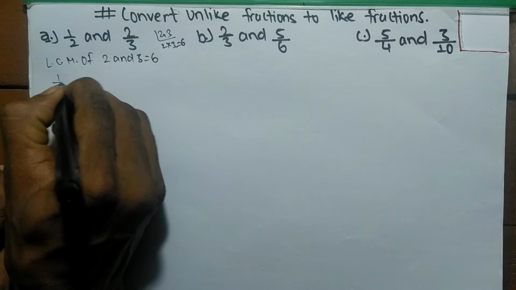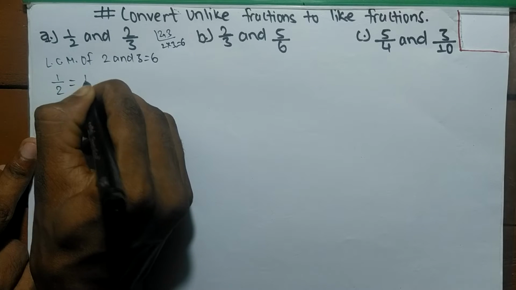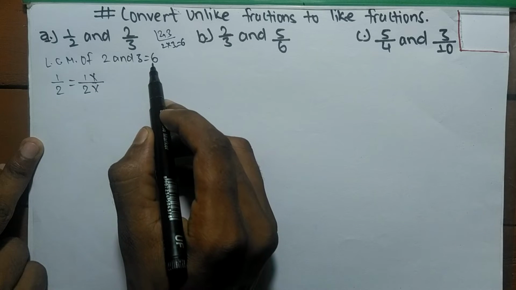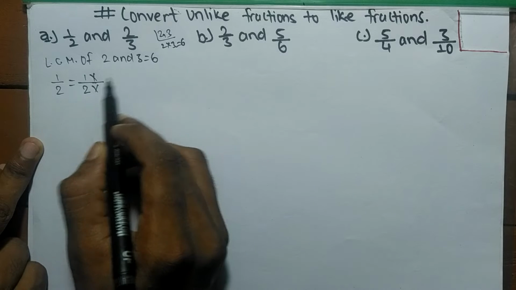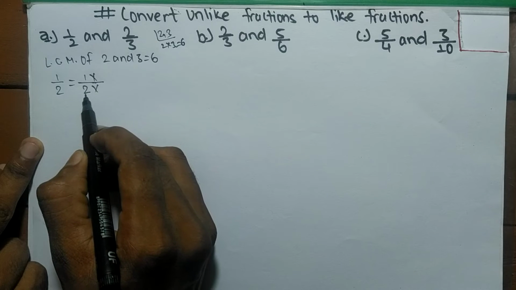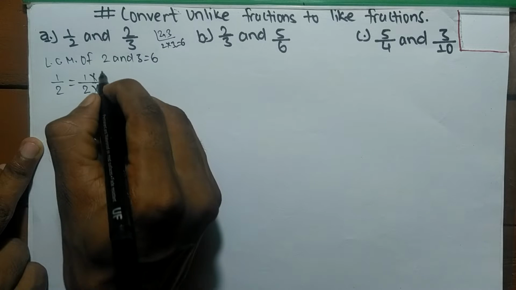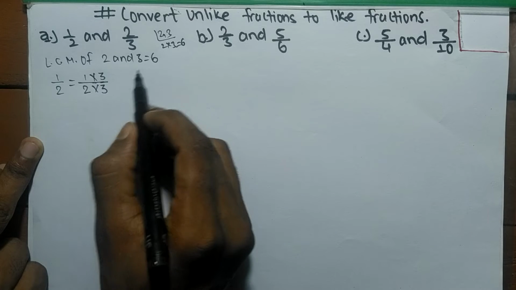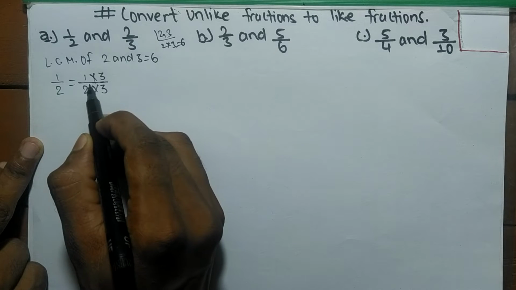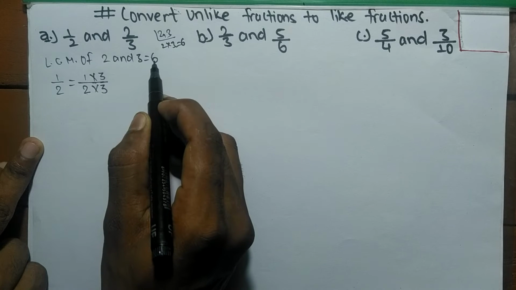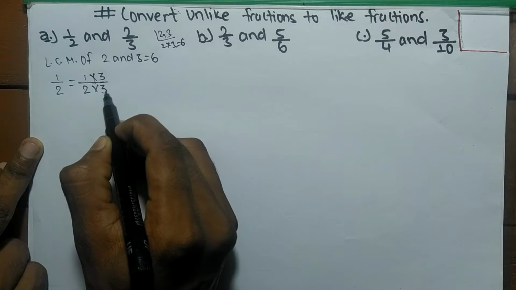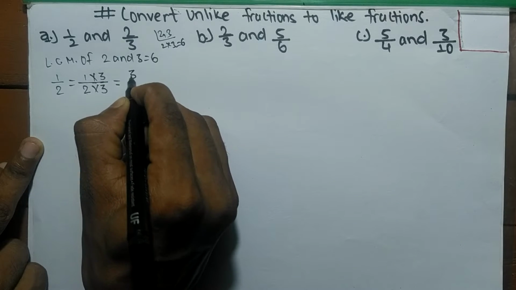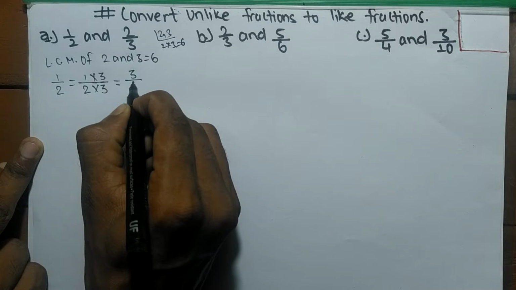So we can write 1 by 2 is equal to 1 by 2 into. The LCM here is 6, so we have to divide this LCM by the denominator 2. So 2 times 3 means 6. So we have to multiply numerator and denominator by 3, because the LCM is 6 and the denominator is 2. 6 divided by 2 means 3, so 2 times 3 means 6. Now 1 into 3 means 3 by 2 times 3 means 6.